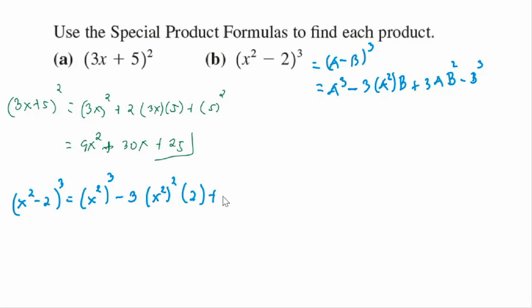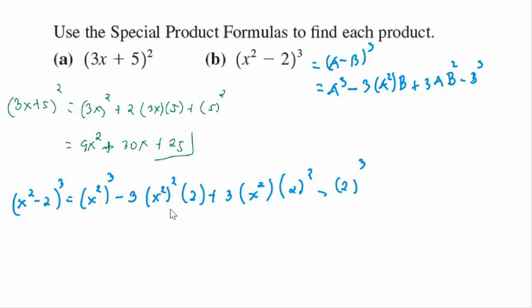And then plus 3 times, take note, 3 is a constant term because of the cube of a binomial. So 3 times the first term. By this time, you square the last term, which is 2 squared, minus the cube of the last term.